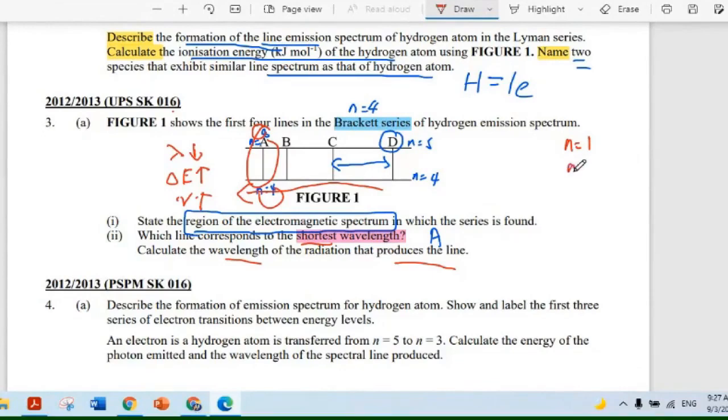Lemon. 2, Balmer. 3, Passion. 4, Bracket. 5, P-Fun. Okay, so now you know that's why you answered this part wrongly, because you identified the wrong energy level.